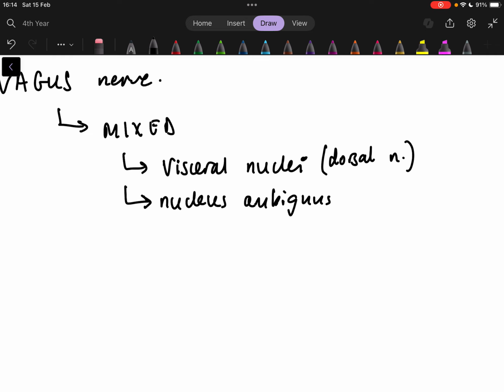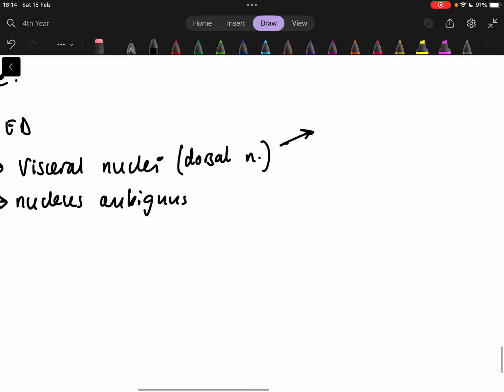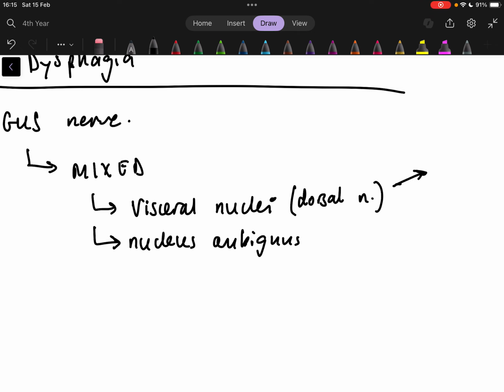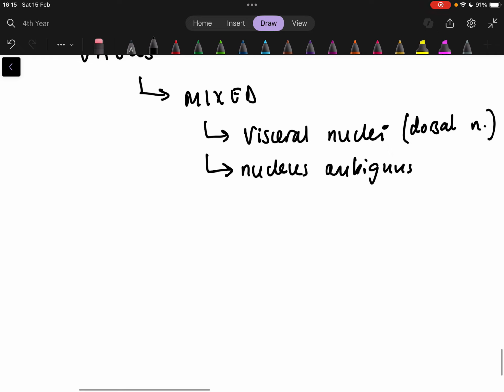Okay, and this is the nuclei which is going to provide visceral, so smooth muscle function for like the heart, the lung, and because it provides different sort of parasympathetic functions, visceral functions towards different organs. Vagus actually means in Latin wandering, so it's a wandering nerve. It goes to all different parts of our body. All right. So that's that. We have the visceral nuclei, the nucleus ambiguus.